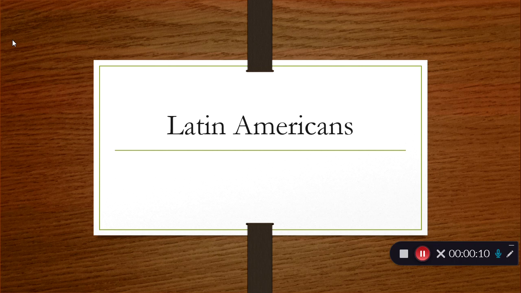Again, to understand anything in this class, we have to know a ton of stuff about history, because to understand the experience of groups of people, we have to be able to track those groups of people over time. And to really begin studying Latin Americans, we have to start out with the fact that Latin America was already populated.